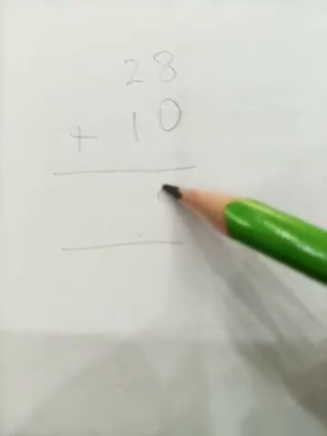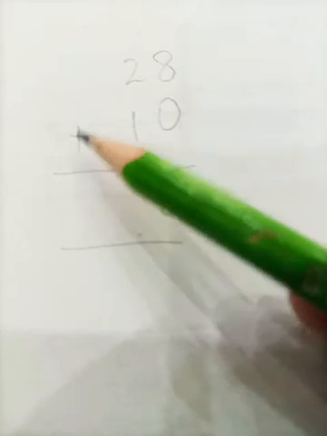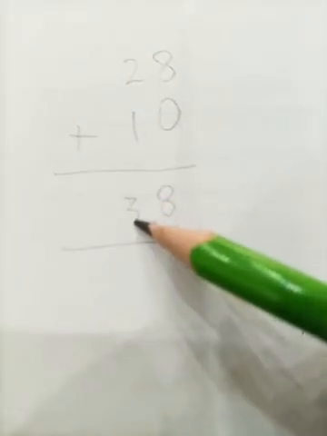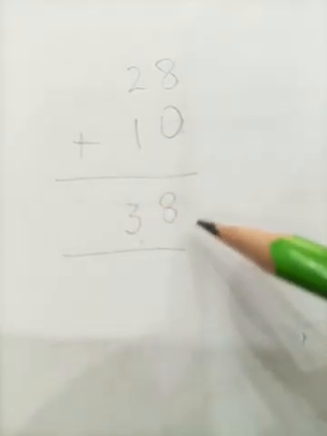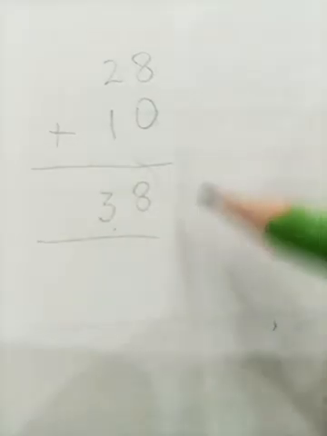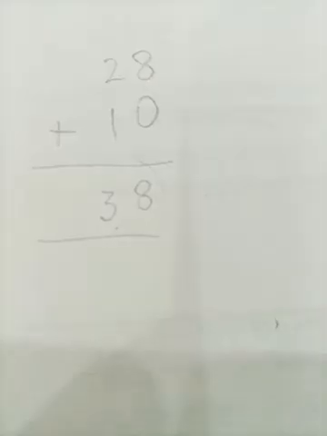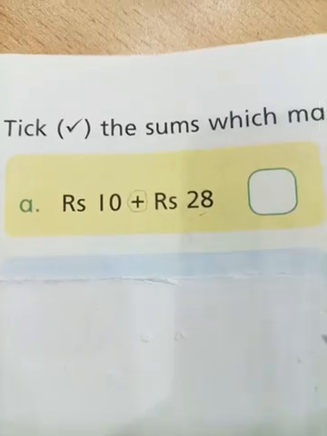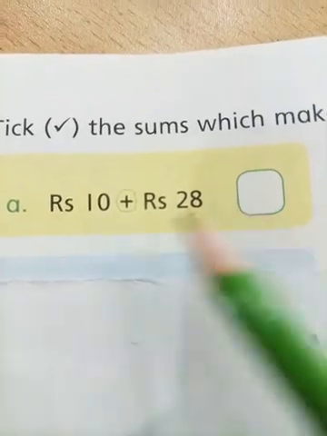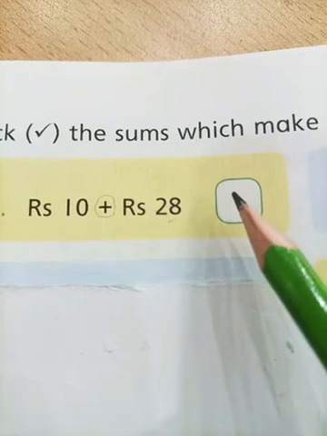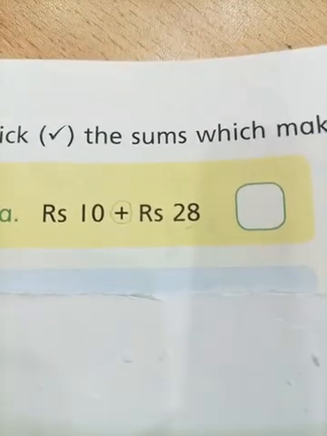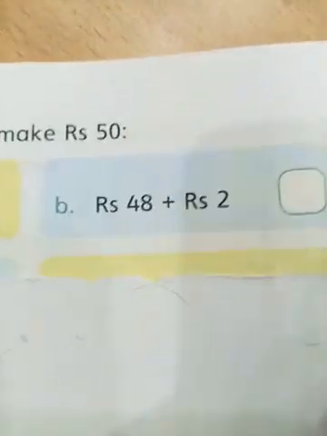8 plus 0 is 8 and 2 plus 1 is equal to 3. Now students, look at the number. This one is equal to 38. So this one is not my answer. I will not mark the tick for this answer. My answer is 38, so I will not mark the tick for this answer. Come towards the next portion, part B.